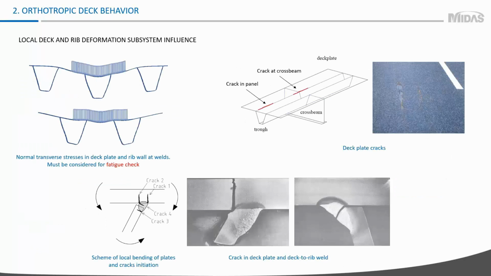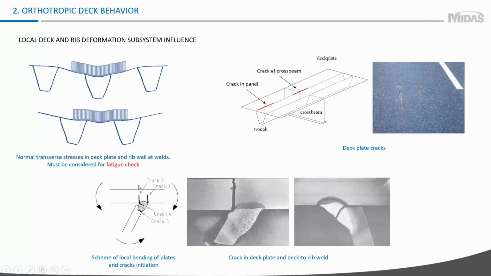The first subsystem has influence on fatigue life of rib to deck welded connection. In this case, cracks can be initiated at the welds, in the fillet welds in a panel at cross beam, and in the panel and a cross beam. And positional wheel above the rib produce a crack occurrence of number 1, and positional wheel between the ribs has effects on occurring of crack number 2.